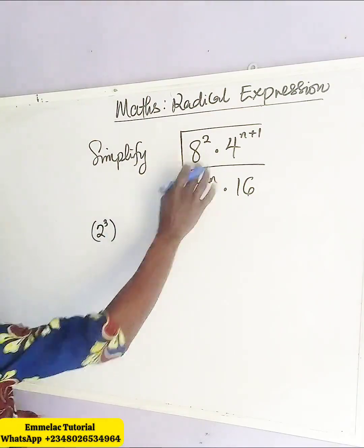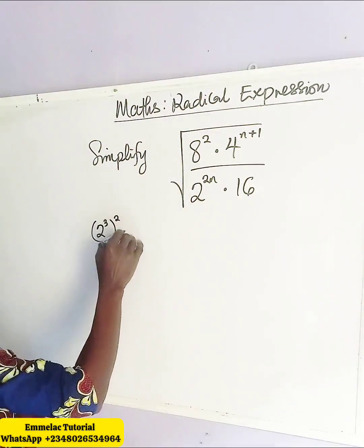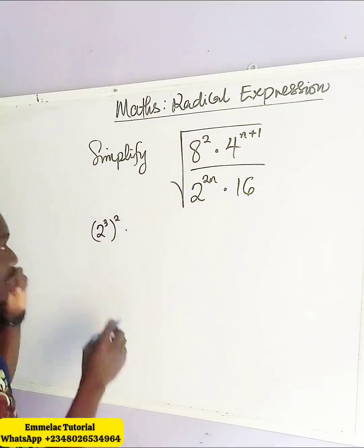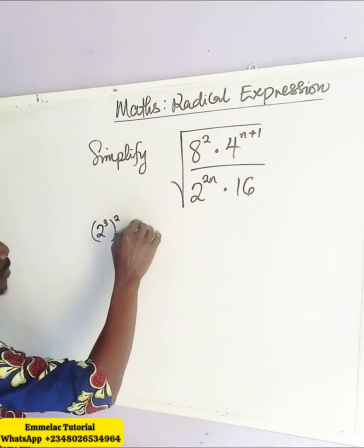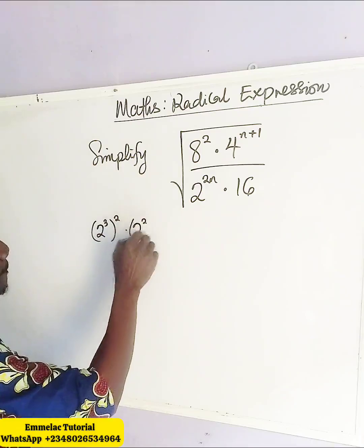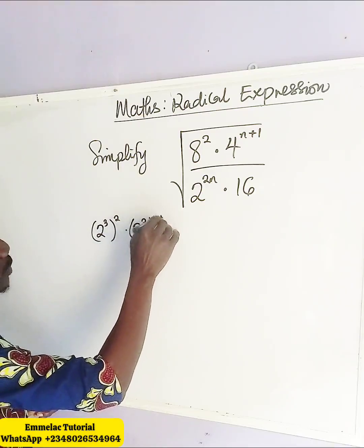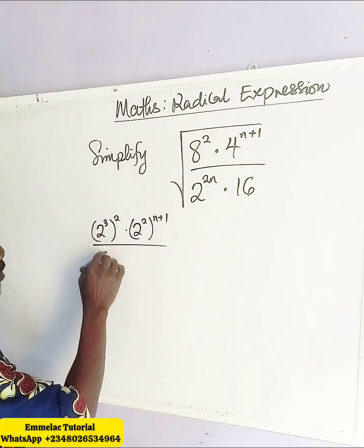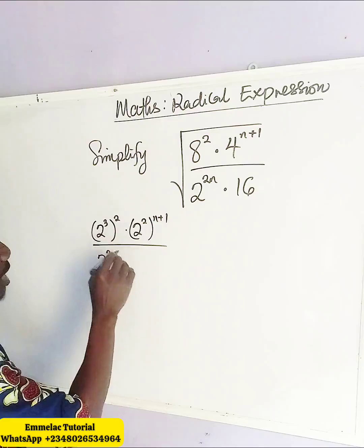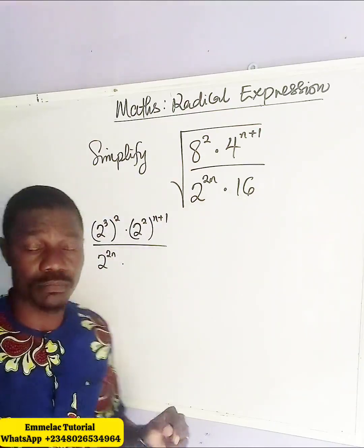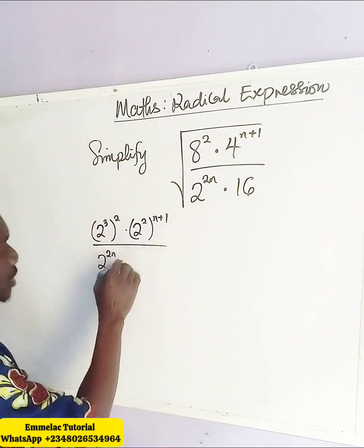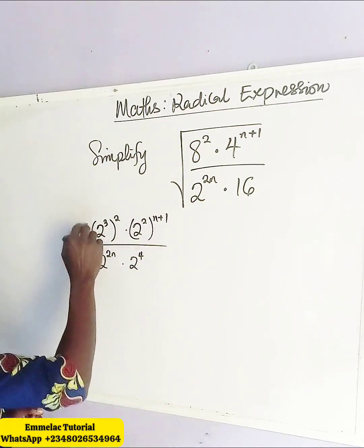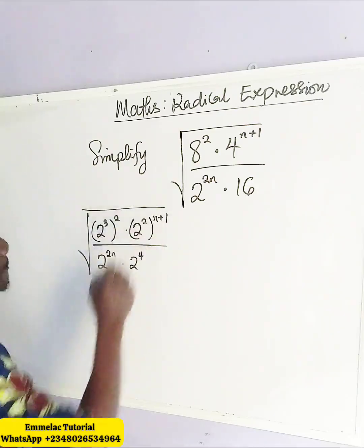Take note of this 2, then times 2 raised to the power of 2, all raised to the power of n plus 1, then all over 2 raised to the power of 2n, then times, if we reduce 16 to base 2, that would be 2 raised to the power of 4. Let me just add this here now.